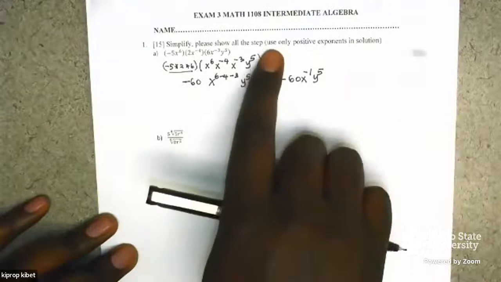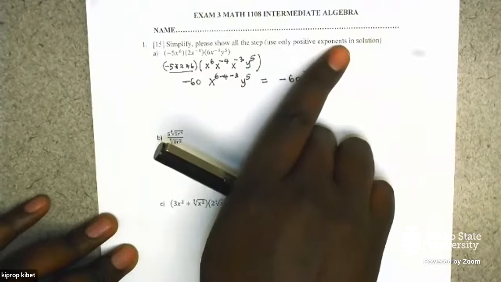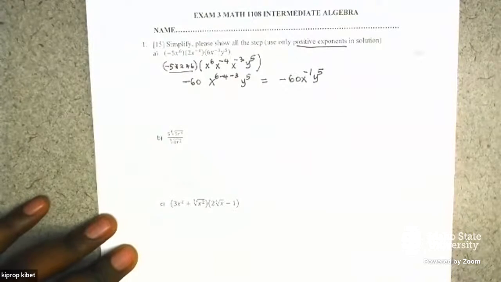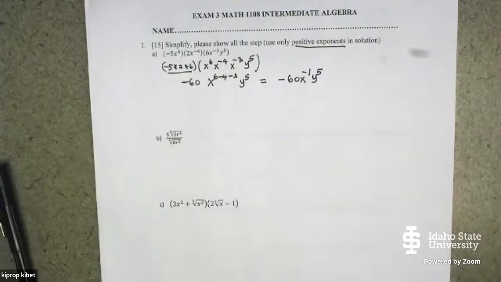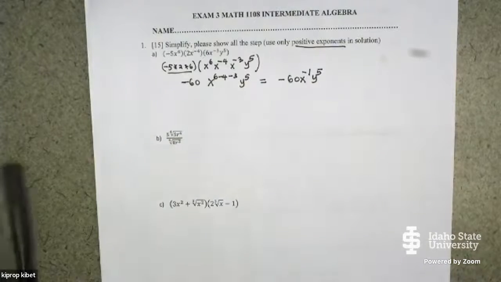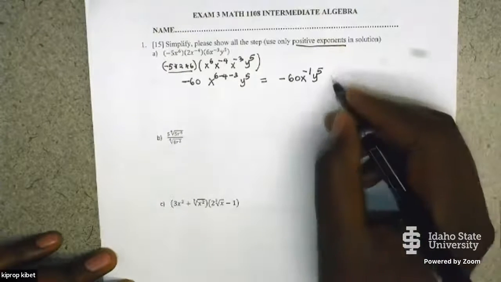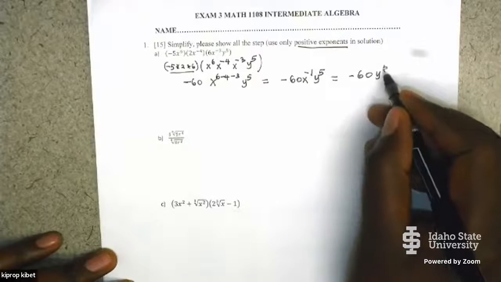So I say use only positive exponents. When I say exponents, it's like e raised to something. So you take the positive one. That means you bring this one where? Down, right? So this is equal to -60 y raised to 5 all over what?